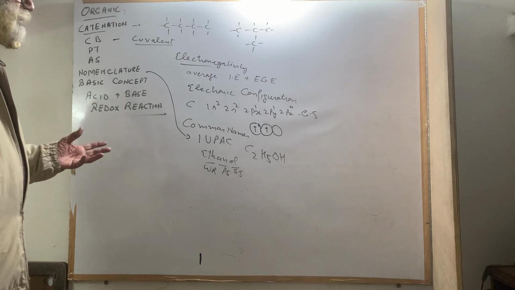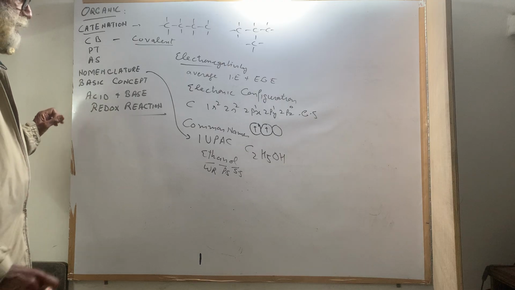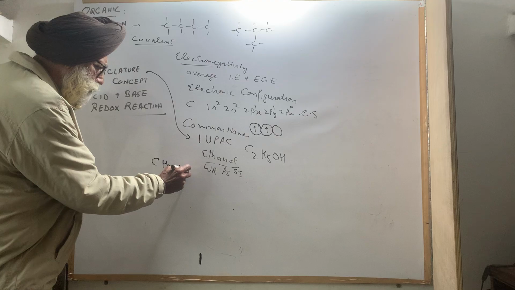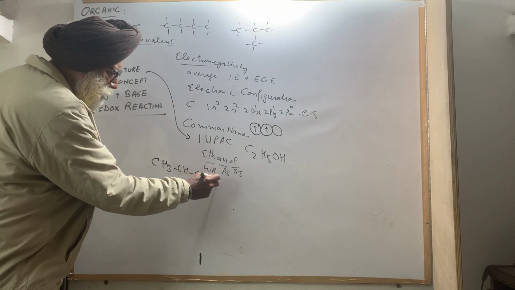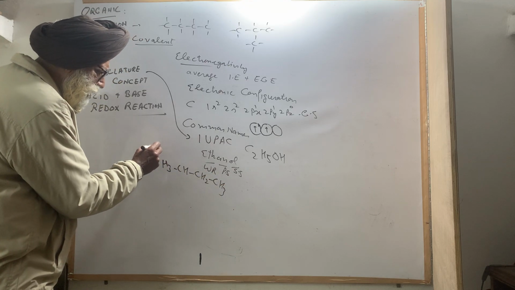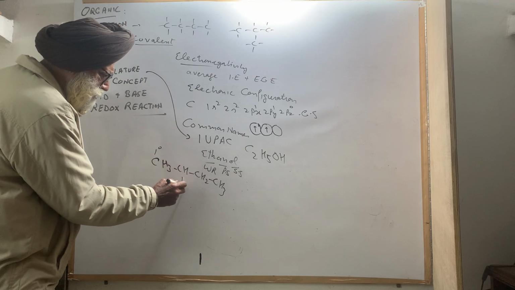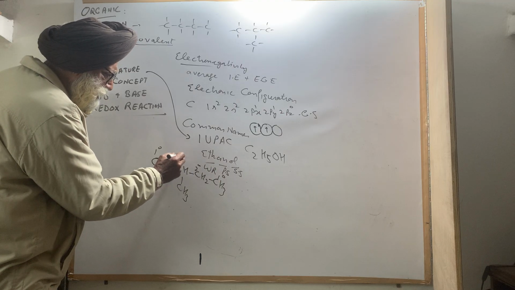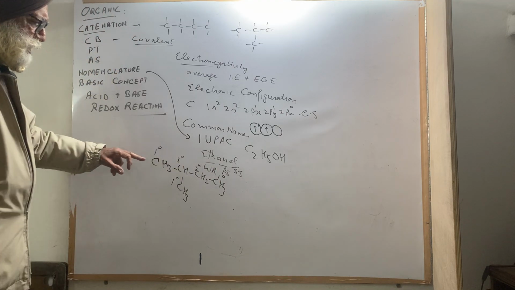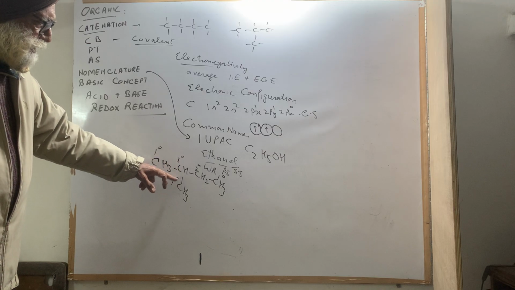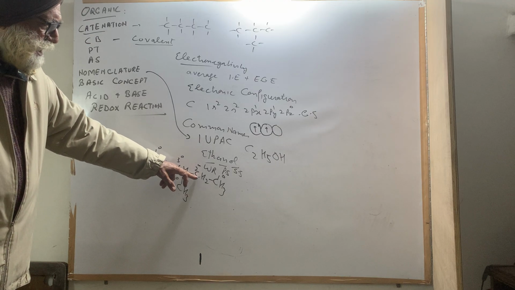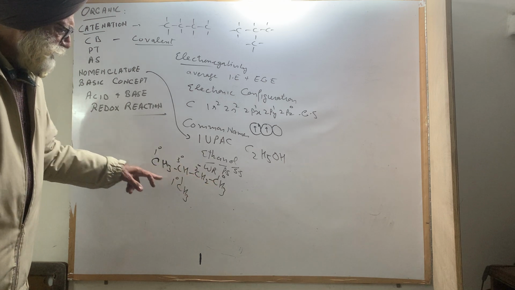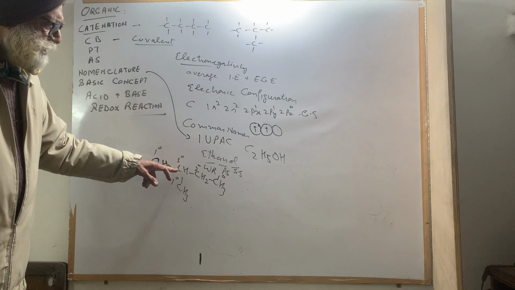Besides this, one should know what is meant by primary, secondary, tertiary carbon atom. For example, here this is primary carbon atom, this is secondary carbon atom, this is secondary carbon atom, this is primary, this is tertiary, this is primary. Because this is attached with 1 carbon atom, this is attached with 3 carbon atoms, this is attached with 2 carbon atoms, this is singly attached. So this is primary, primary, primary. This is secondary, this is tertiary.